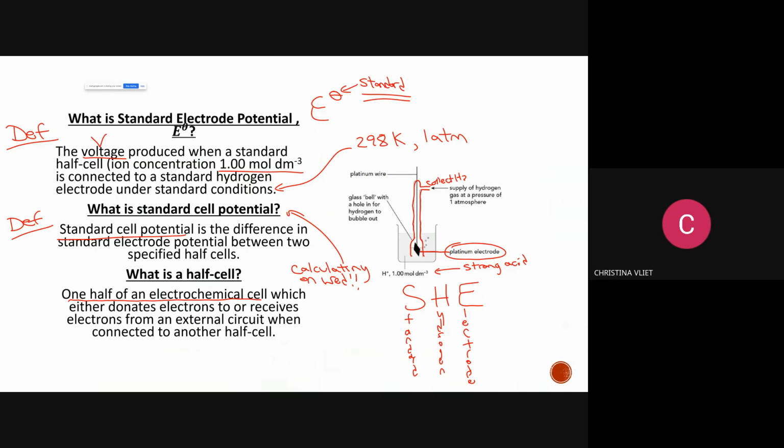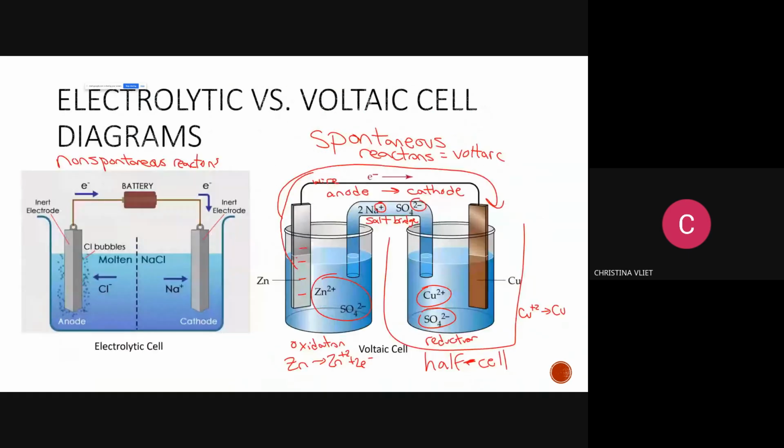All right, and then look, the wire is also made out of platinum for the sheet. Again, we're not actually building the sheet in the class. We'll be building 2 other half cells. We'll be building something more like this.